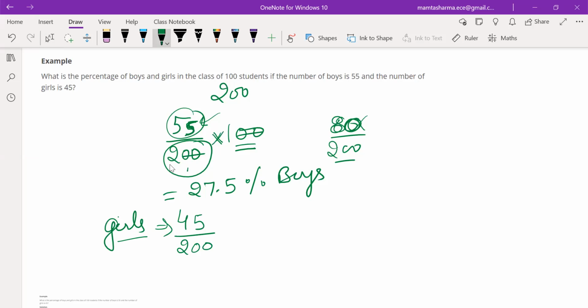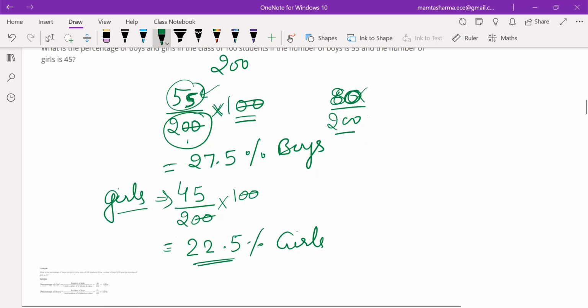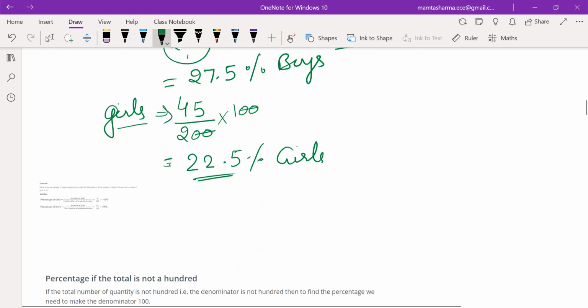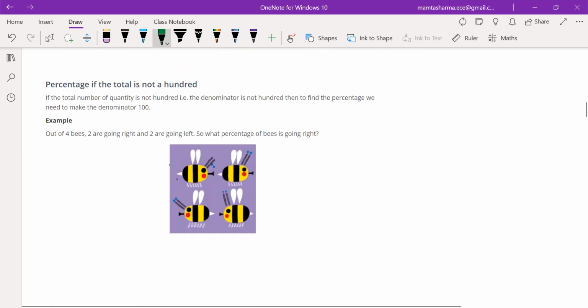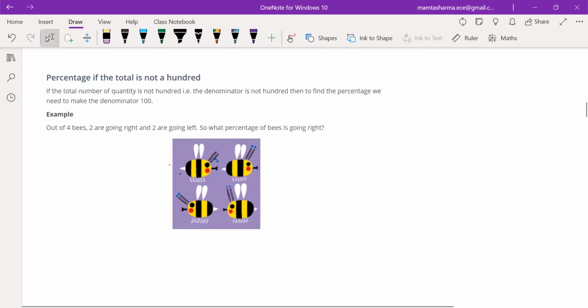Yes, ma'am, 200. Okay, and convert it into percentage, then multiply this with 100. Yes, ma'am. Ma'am, which will be 45 by 2. Ma'am, which is 22.5%. Yes, ma'am, 22.5%. Got it or not? Yes, ma'am. Any doubt? No, ma'am. Now we will see the percentage if total is not 100.